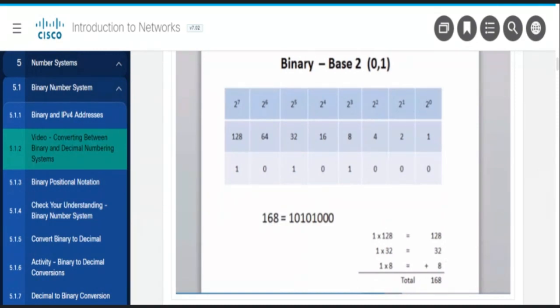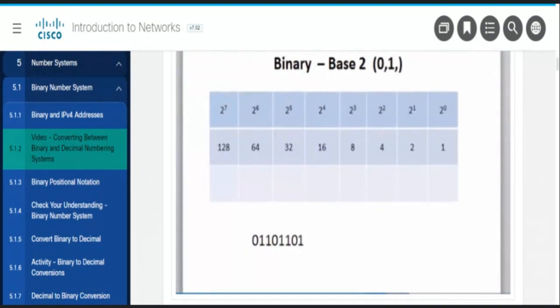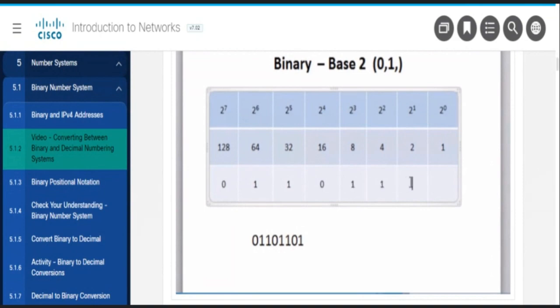If we go to the next slide, you can see that I'm now charged with converting the number 01101101 to decimal. If I want to go the opposite way and convert this binary number to decimal, all I need to do is plug it into the place values. I'll put it in here, 0, 1, 1, 0, 1, 1, 0, 1, and then add it up.